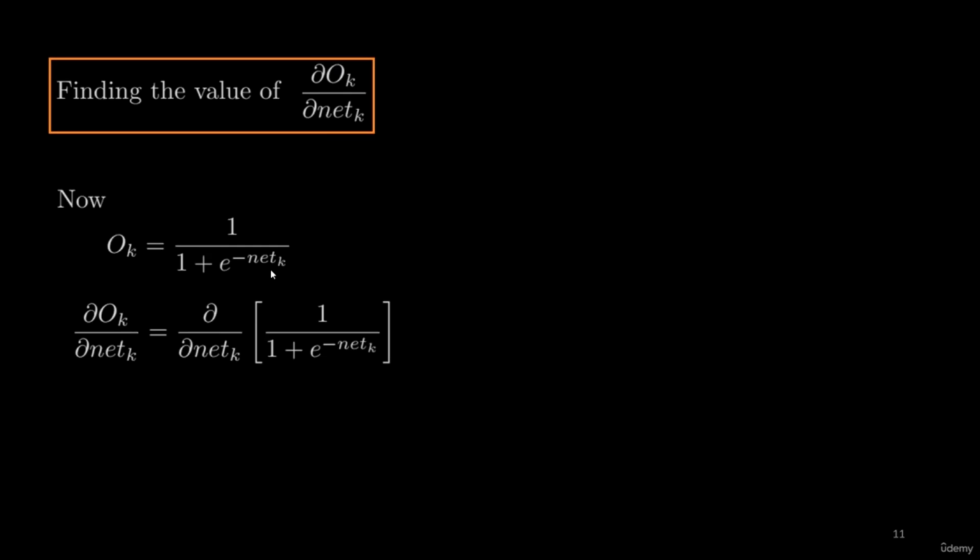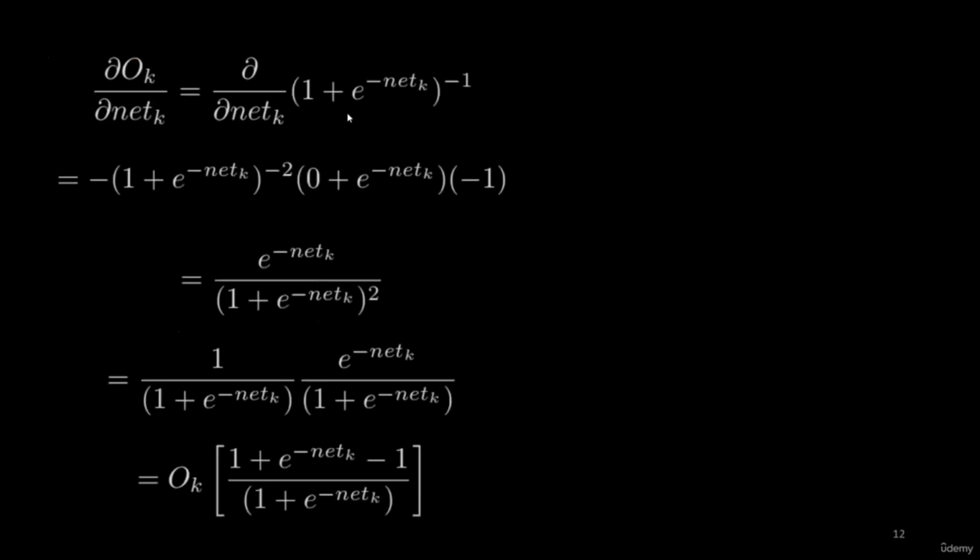We see that inside O_k we have a variable called net_k, so we can easily differentiate this equation with respect to net_k. The next step: in the denominator we have 1 plus e raised to the power minus net_k. We will move this denominator to the numerator so that we can differentiate it. If we move the whole term to the numerator, it gets minus 1 as a power.